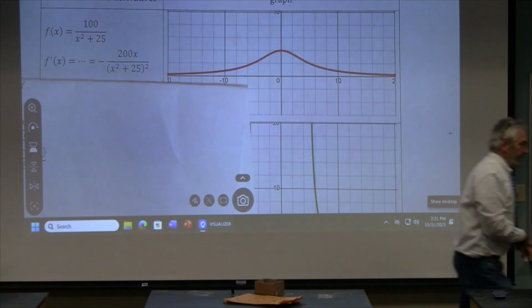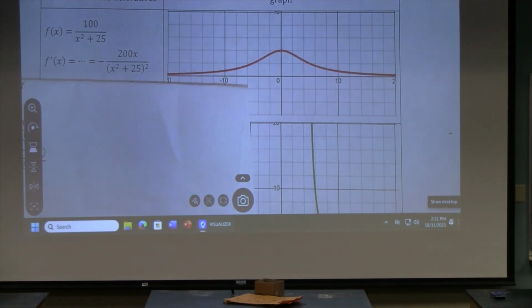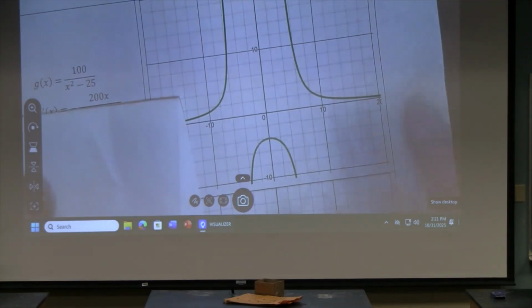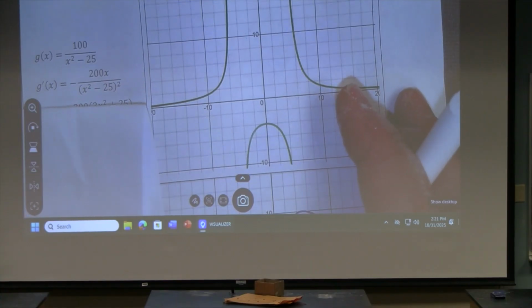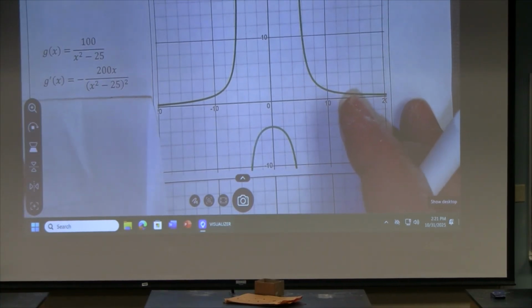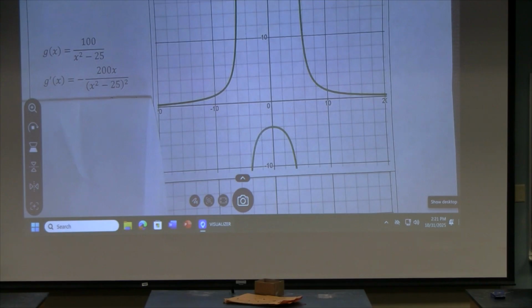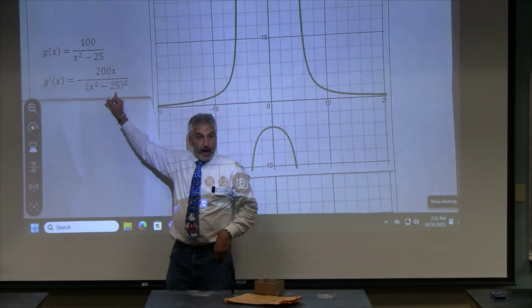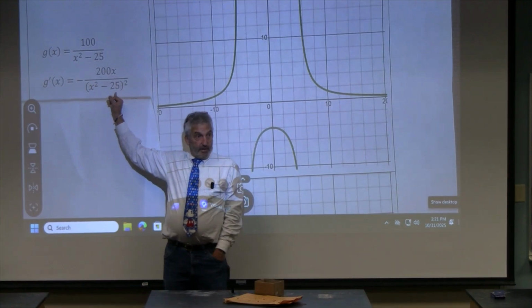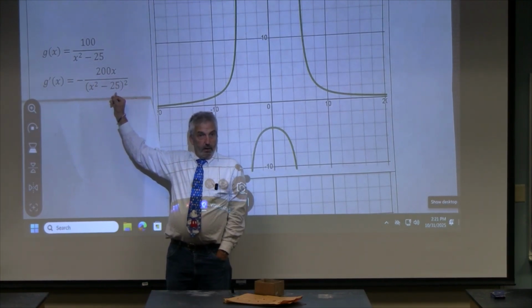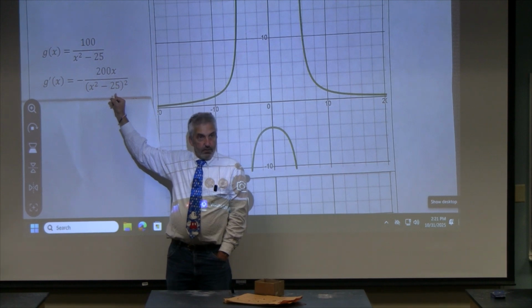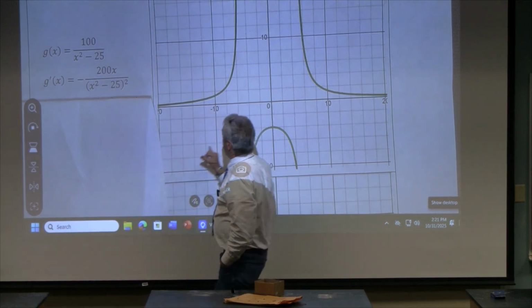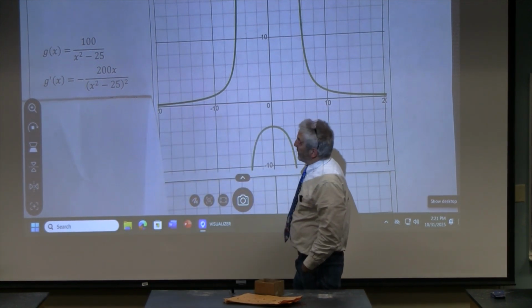Let's look at g of x. Do step 2 analysis on g of x. So we're looking at g prime now. So notice that g prime is discontinuous at 2 places because the denominator factors. When x equals -5 and when x equals 5, g prime does not exist. That's fine because there's not even a point in the graph at that point.